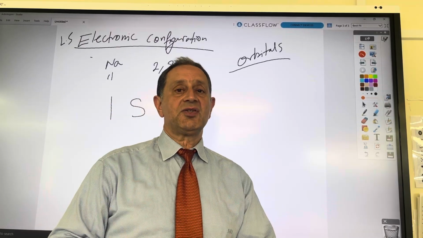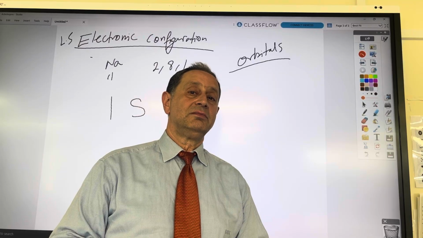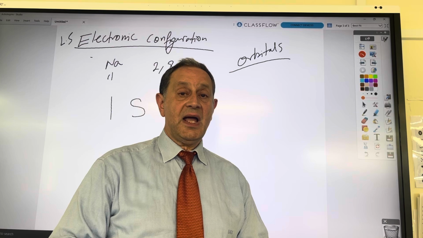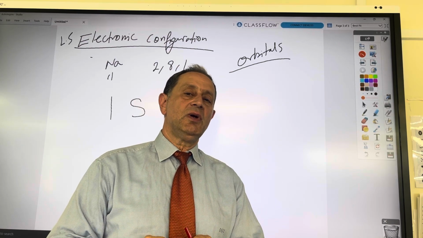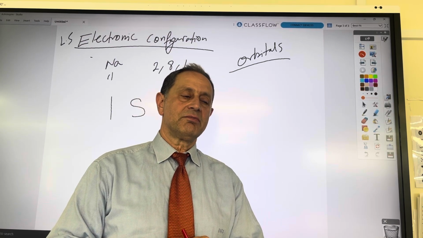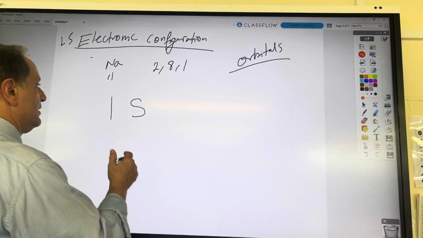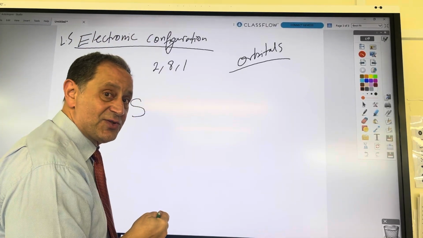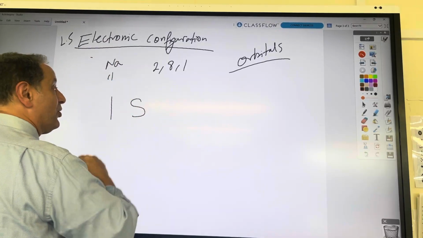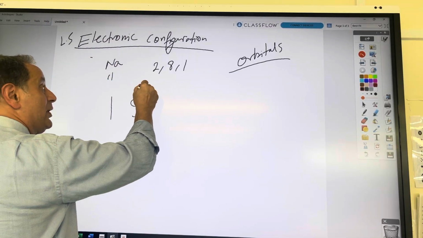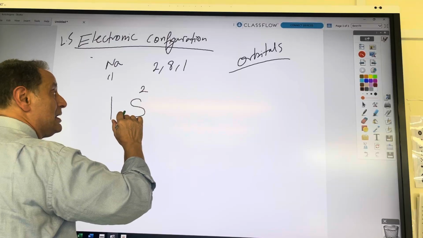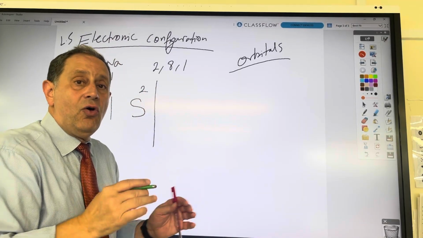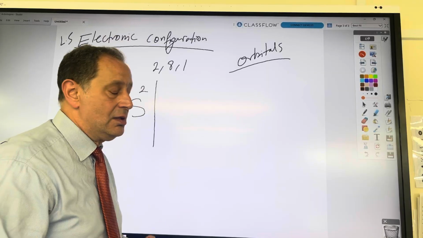Every shell starts with an s orbital, right? Each orbital has a maximum occupancy of 2 electrons. So you have the first shell, and like I say, all shells start with an s orbital. You have an s orbital that has 2 electrons in it. And then that's it. The first shell is done. There are no more electrons in it.